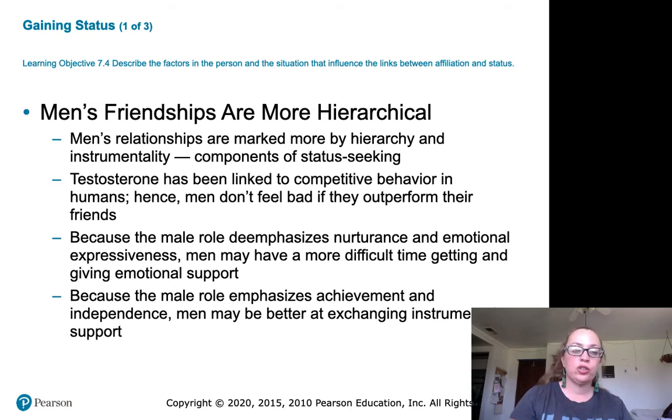Now testosterone is also a part of this. Testosterone has been linked to competitive behavior, so men don't feel as bad if they outperform their friends. It's just part of the relationship. Whereas women do tend to feel very bad if a hierarchy is created. So if you win at something, or if you do something that puts the other woman down, then we want to fix that. And so women will often say things like, thank you, or I'm sorry, in order to bring the relationship back to an equal level.